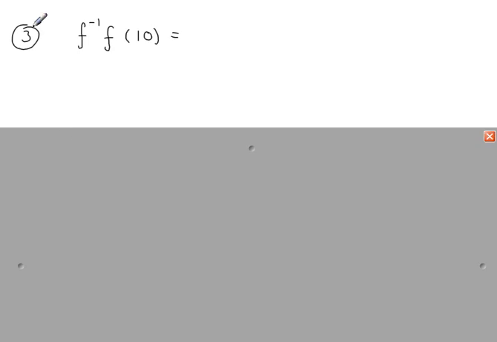Example 3, x is equal to 10 goes into function f. Whatever comes out from function f goes into the inverse function. If you have a function and its inverse, one after the other, they undo each other. So the input and the output will be exactly the same. So if 10 goes into the function and then whatever comes out from there goes into the inverse function, what comes out from the inverse function will be 10, the same value that initially went in.